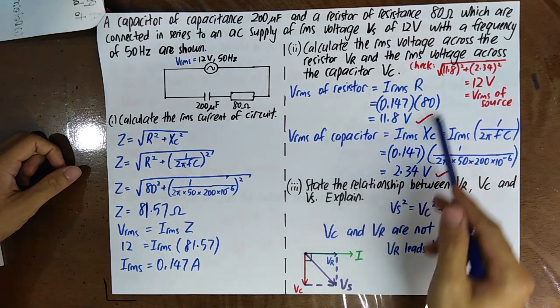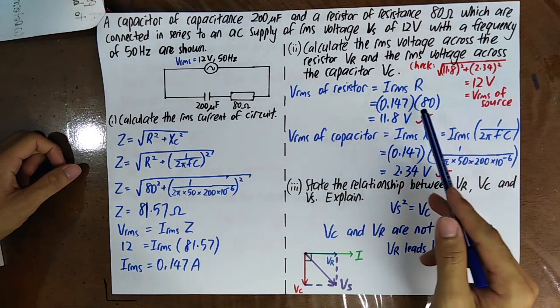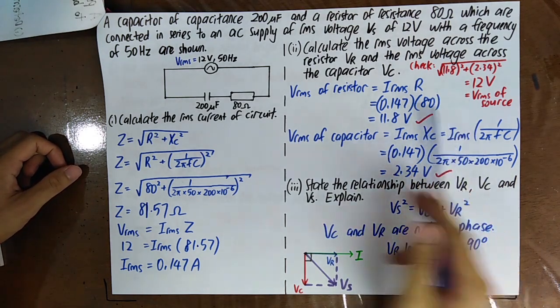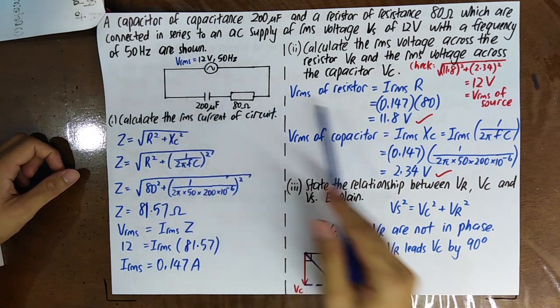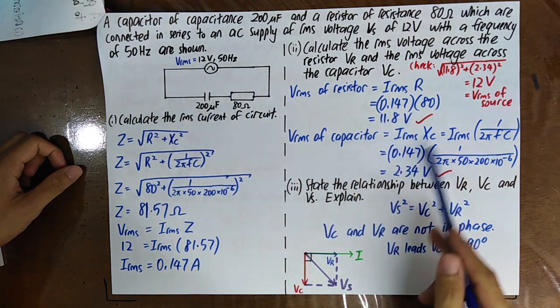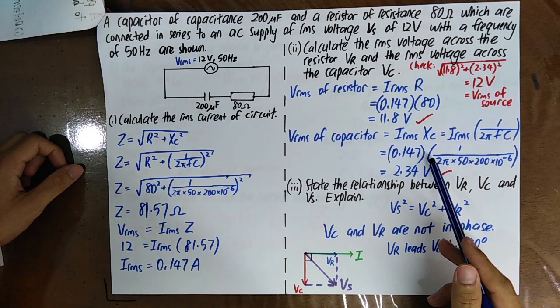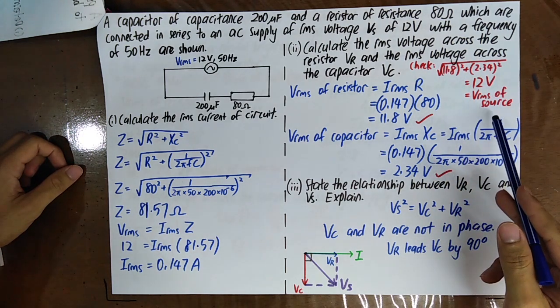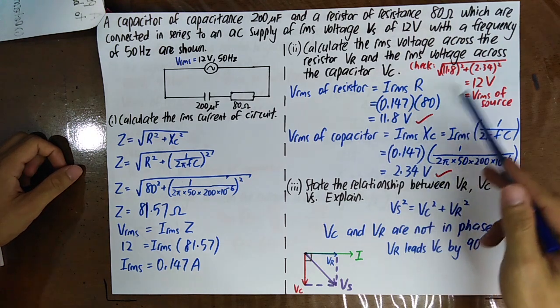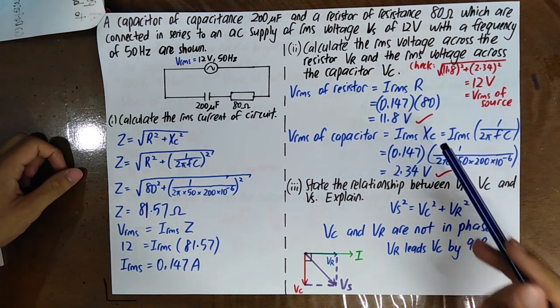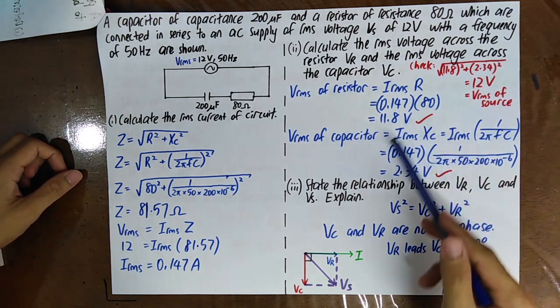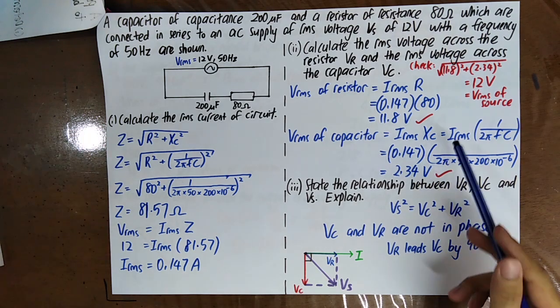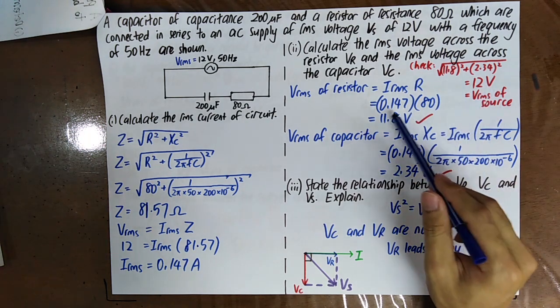After getting these two answers, you can check whether 12 square is equal to 11.8 square plus 2.34 square. If the formula is correct, that means that if the answers fit the formula, then probably your answer is correct. And then you cannot straight away add them up.